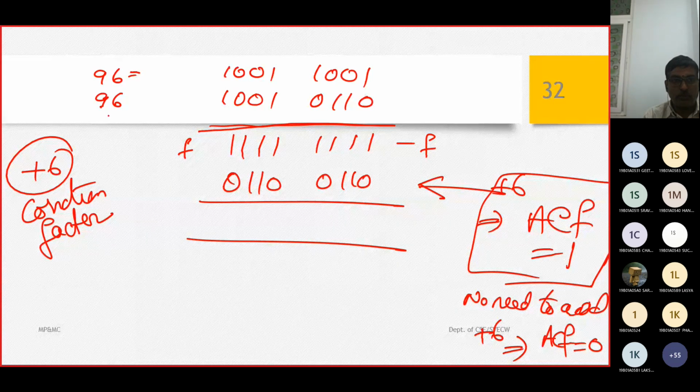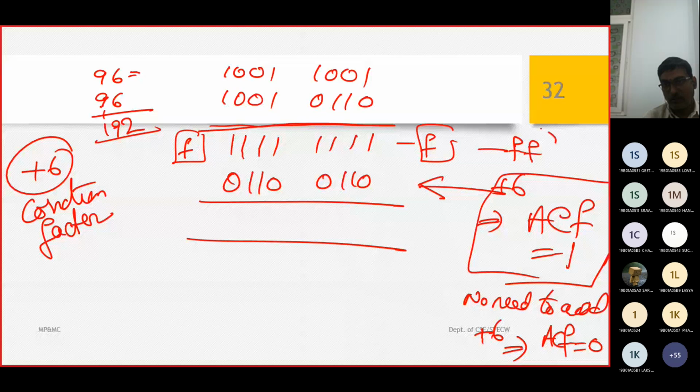So 6 plus 6, 12. 192 is the answer we are going to expect. But what was the answer? F and F. Answer was F and F. But we are working on binary coded decimal number systems, and it gave an answer for the hexadecimal number system, which is inappropriate.